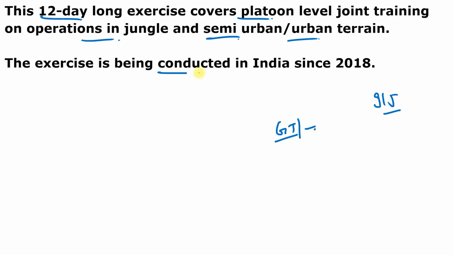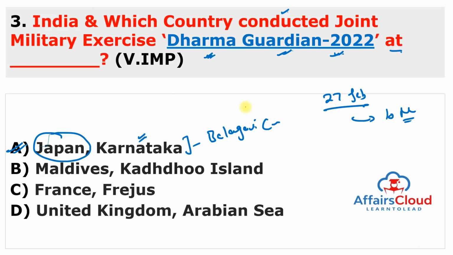The exercise has been conducted since 2018, to enhance defense cooperation between the Indian Army and the Japanese Defense Forces, and to further foster the bilateral relationship between the two nations. So just remember, the name of the exercise is Dharma Guardian. It is between India and Japan, and it was held in 2022 in Belagavi or Belgaum in Karnataka. These three things are most important under this question.